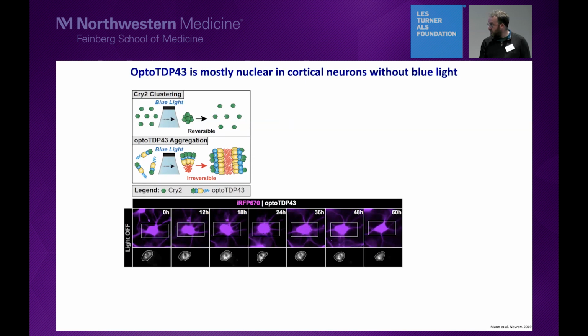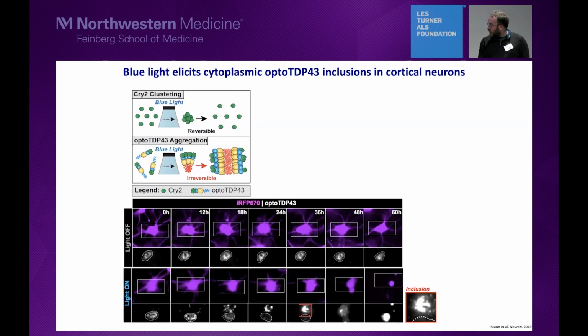These are functional forms of TDP-43. But if we shine blue light on these neurons, what we see is that after a few hours, we begin to notice that TDP-43 has accumulated in these cytoplasmic structures that initially have liquid-like properties, but over time transform into gel and solid-like states that lose dynamics. And it's about that time that we see this aberrant transition from liquid to solid states that the neuron begins to get into trouble. And this neuron is dying off at these later time points.